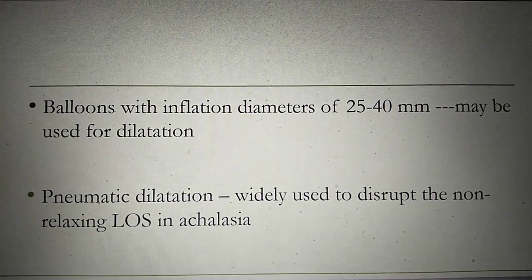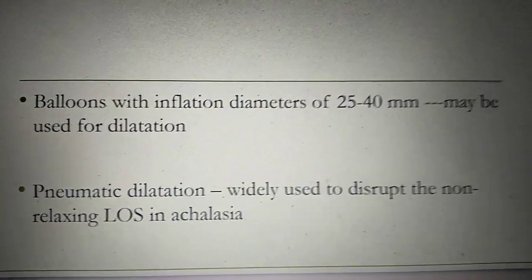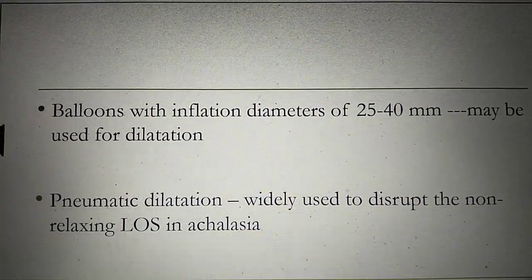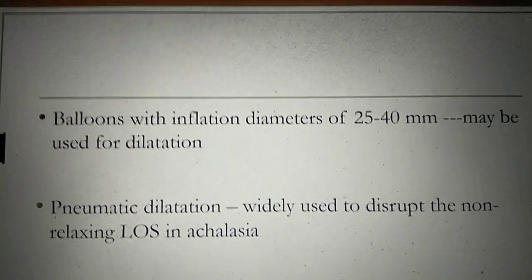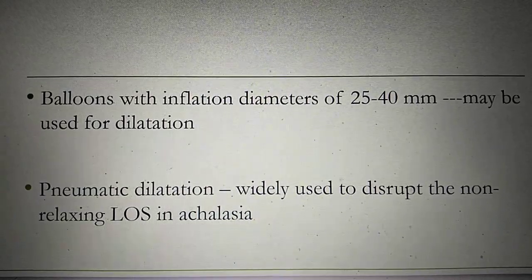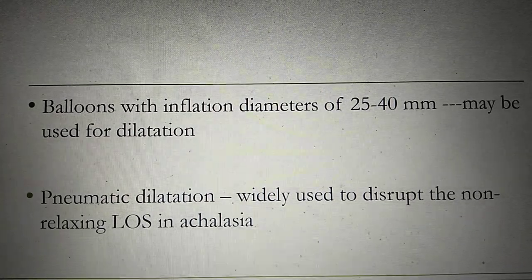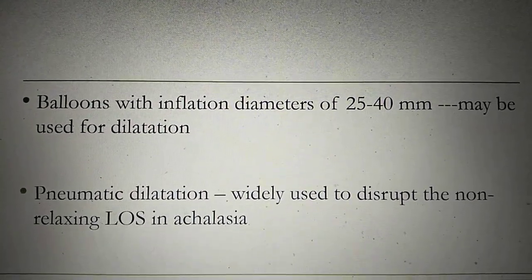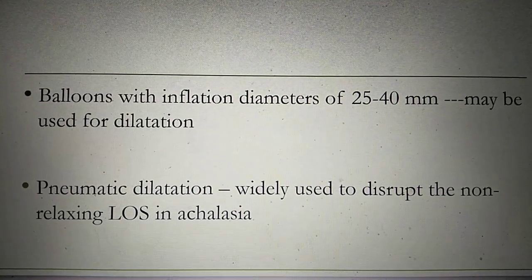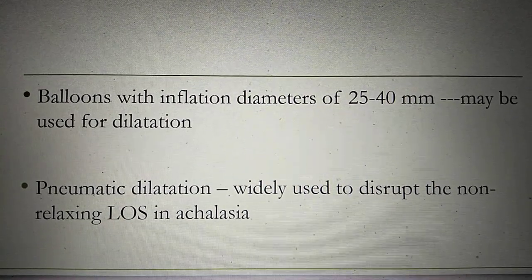For dilatation of strictures, nowadays balloons with inflation diameters of 25 to 40 millimeter are available, and sometimes they may be used for dilatation. They are very commonly used to disrupt the non-relaxing lower esophageal sphincter in achalasia cardia. Later on, in the coming lecture, we will discuss the various disorders including achalasia cardia.